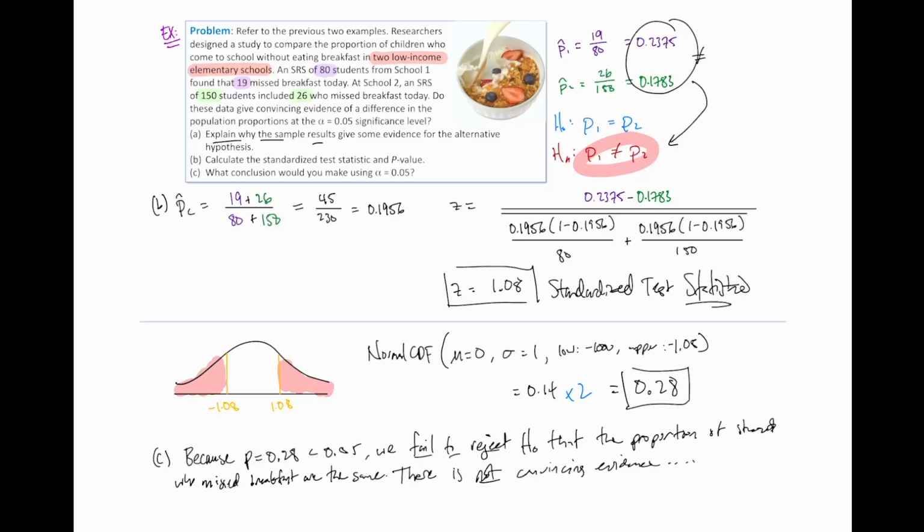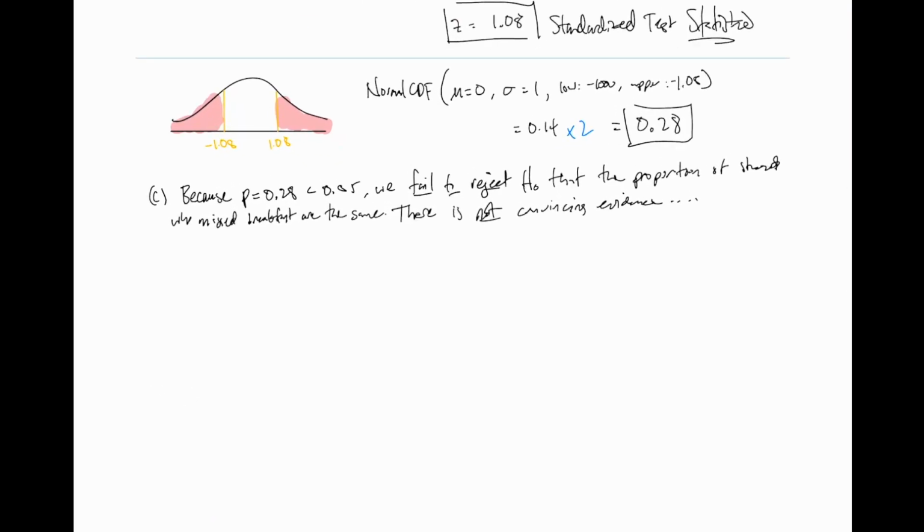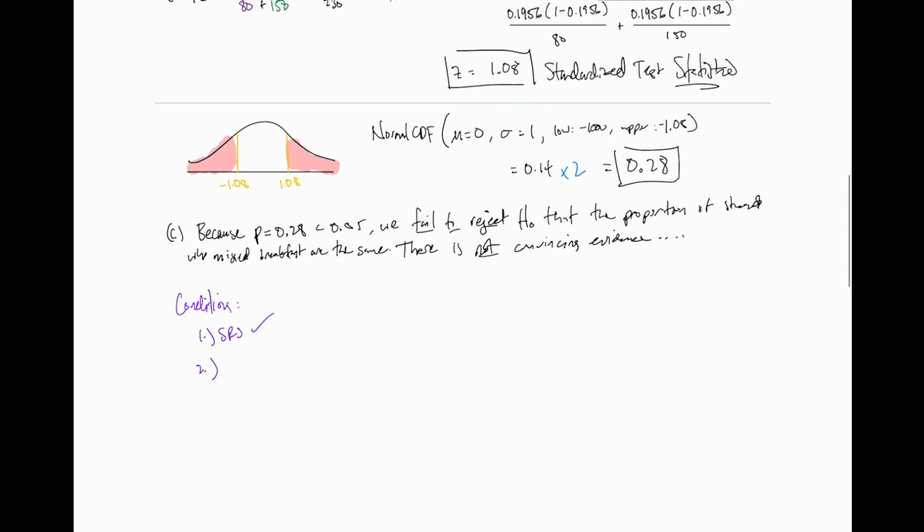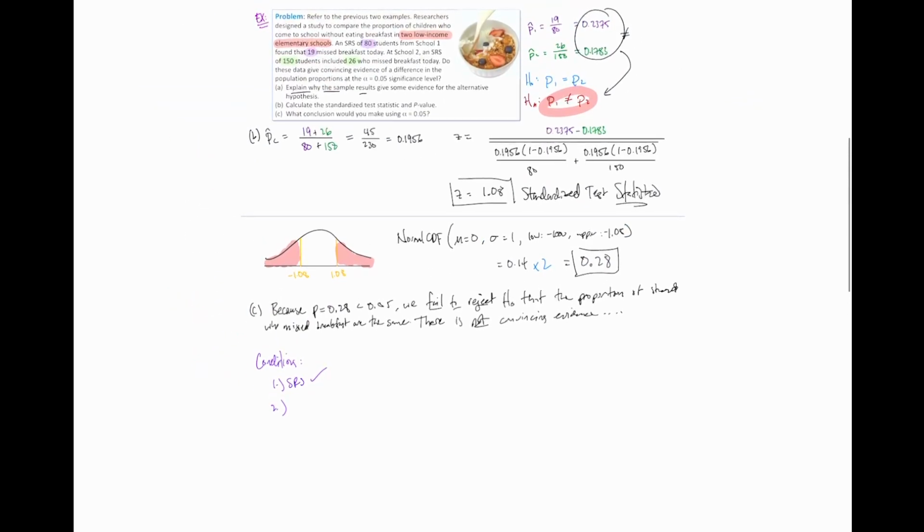Now, one thing this question didn't really ask, and it didn't set this up in the plan, state, do, conclude business. But we could just get this out of the way here. And I know you can't, but I can. We could definitely have some conditions here. So let's just say conditions. One, that was a simple random sample. Great job. Two, did you say large school?